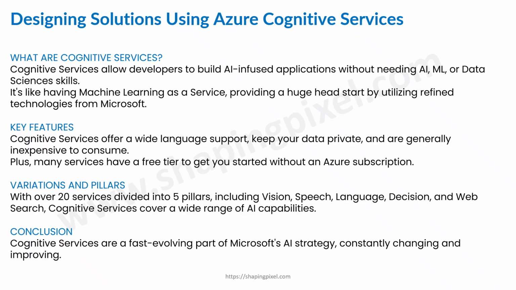It's like having machine learning as a service, providing a huge head start by utilizing refined technologies from Microsoft. Cognitive Services offer wide language support, keep your data private, and are generally inexpensive to consume. Plus, many services have a free tier to get you started without an Azure subscription. With 20 services divided into 5 pillars, including vision, speech, language, decision, and web search, Cognitive Services cover a wide range of AI capabilities. Cognitive Services are a fast evolving part of Microsoft's AI strategy, constantly changing and improving. So stay tuned for more updates on these exciting technologies.